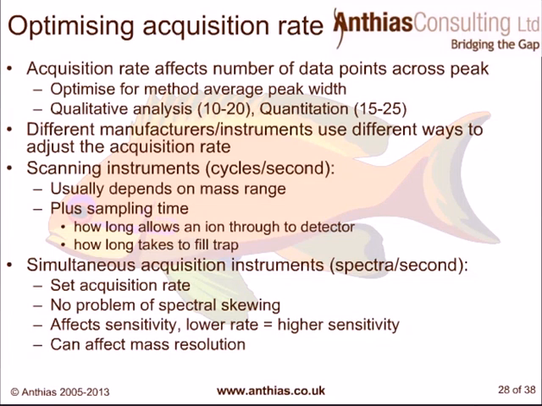For simultaneous acquisition instruments, it's usually spectra per second. So we set our acquisition rate. We don't have problems with spectral skewing because it's not a scanning instrument, but it does very much affect the sensitivity. The lower the acquisition rate we have, the higher the sensitivity we get from the mass spectrometer. Also, on some instruments, it can affect the mass resolution as well.